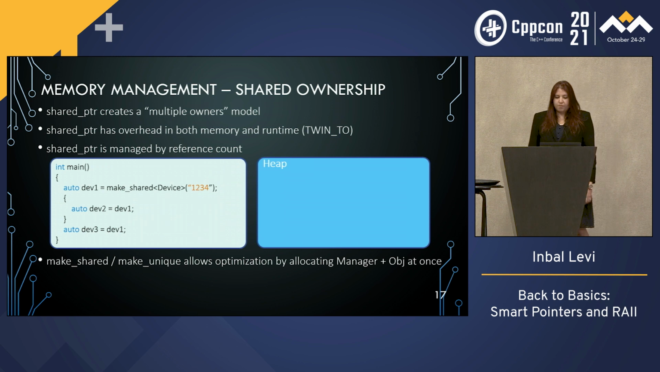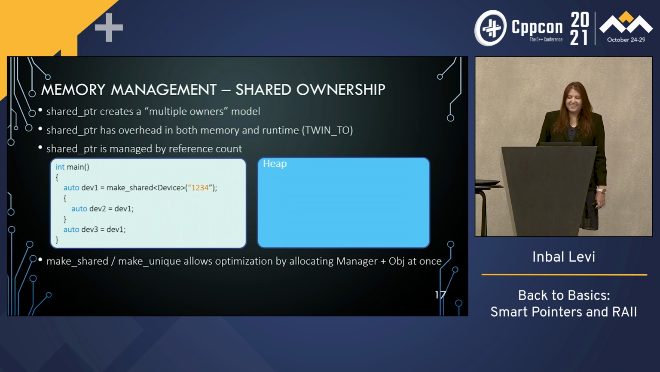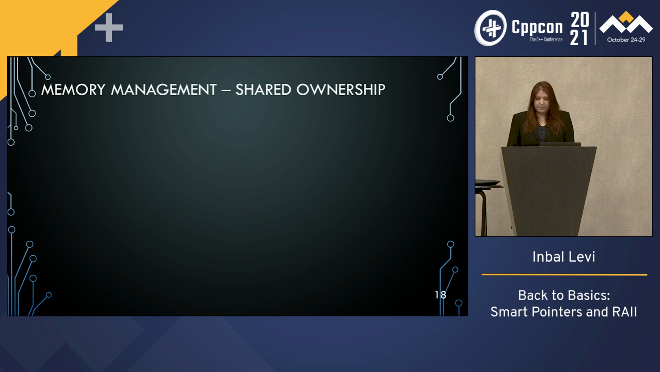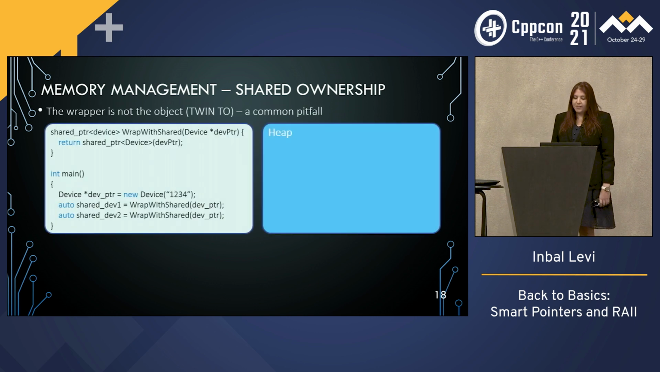So I'm going to show you an additional reason to use make_shared and factory methods. make_shared and make_unique allow optimization by allocating the manager and the object at once. So actually, I should have added make_unique here. Sorry, that's a mistake. But make_shared does. We already saw that make_unique doesn't need the additional allocation. So as I mentioned, the wrapper is not the object.